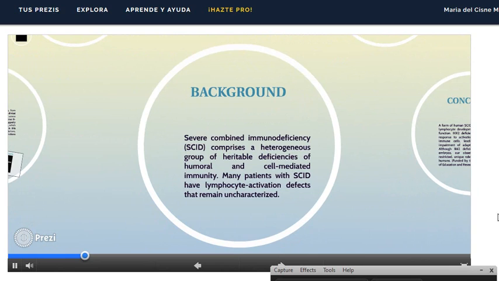Background: severe combined immunodeficiency (SCID) comprises a heterogeneous group of hereditary deficits of humoral and cell-mediated immunity. Many patients with SCID have lymphocyte activation defects that remain uncharacterized.